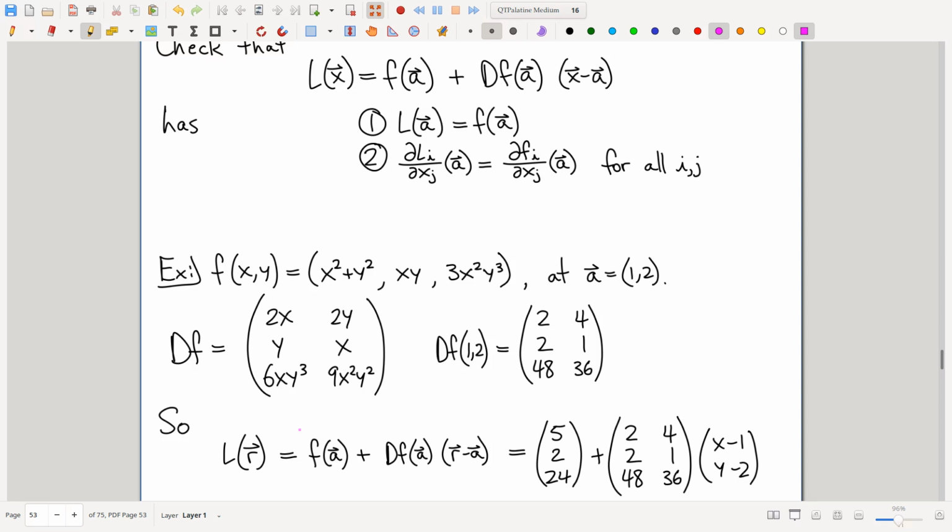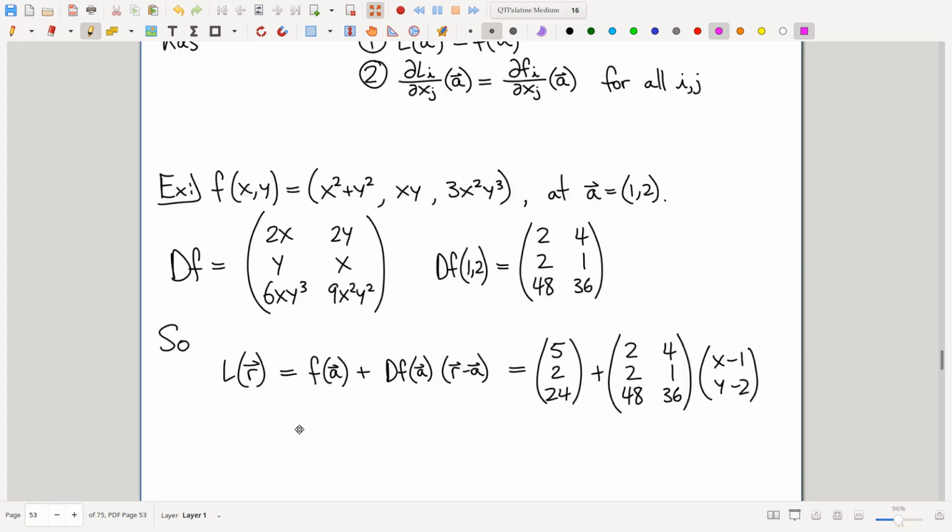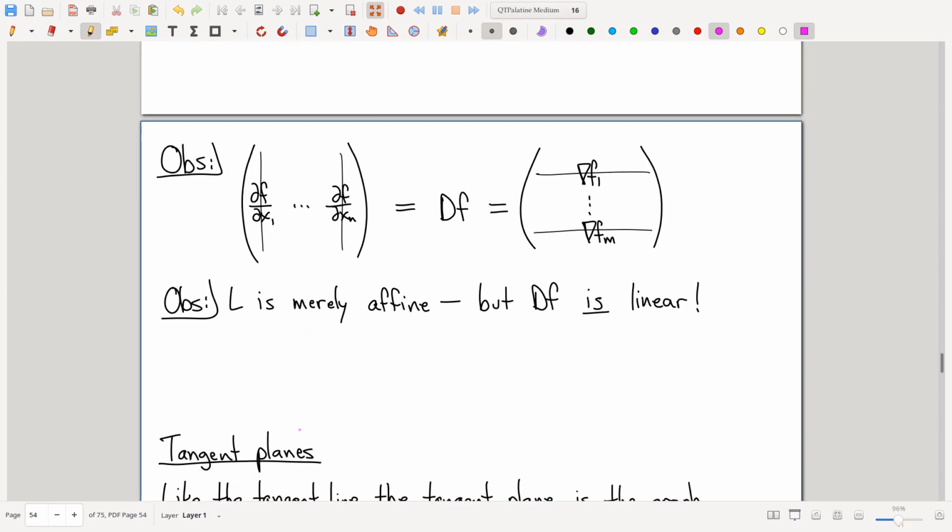Easy to mess that up too. And I've seen students in this top left entry write 2x plus 2y. And that's, again, nonsense. So easy to get it right, but easy to get it wrong. Okay. So I've already made these observations. The columns are partials with respect to inputs. The rows are gradients of outputs. So you can think of the DF matrix either way.